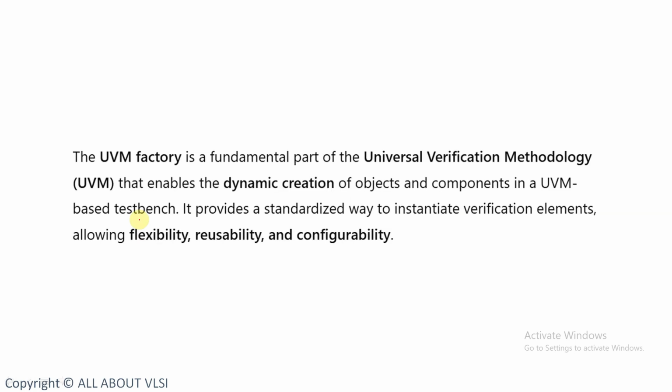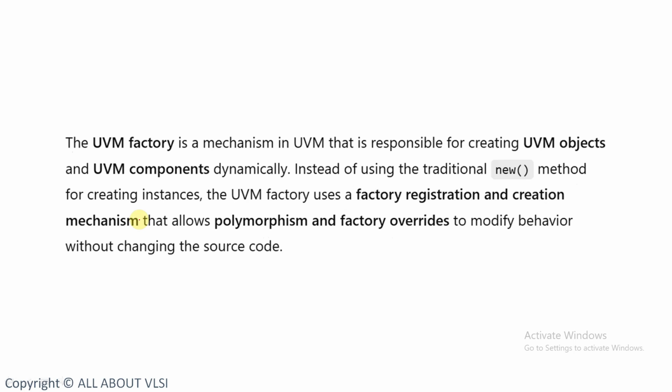The UVM factory is a fundamental part of UVM that enables the dynamic creation of objects and components in a UVM testbench. It provides a standardized way to instantiate verification elements, allowing flexibility, reusability and configurability. The UVM factory is a mechanism responsible for creating UVM objects and UVM components dynamically. Instead of using the traditional new method like in SystemVerilog, we are going to use the factory's create method and register our classes, and that allows polymorphism and factory override, which we are going to see, without changing the source code.